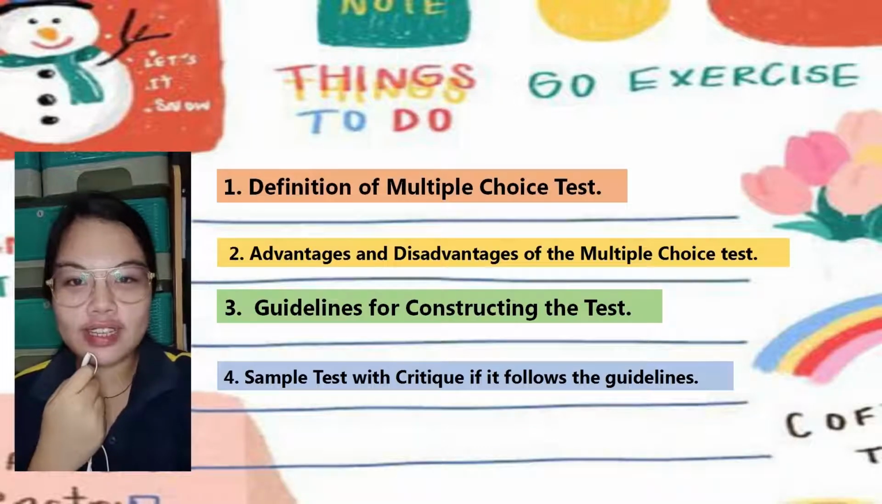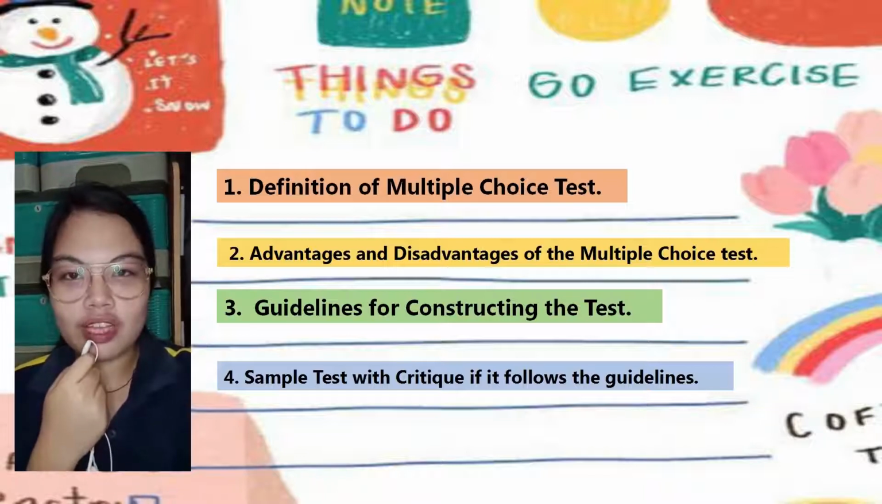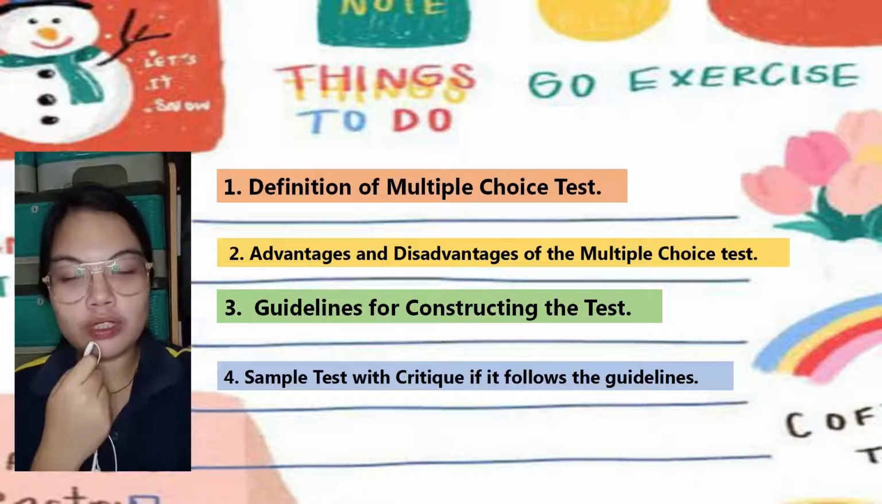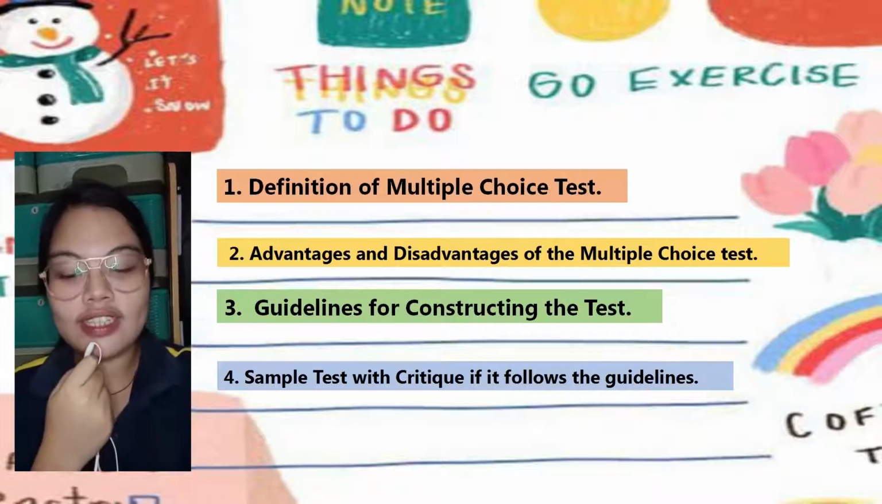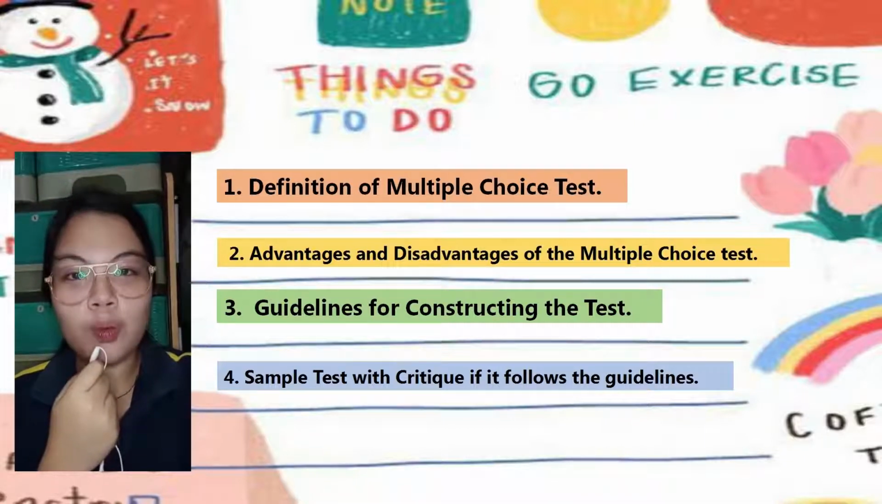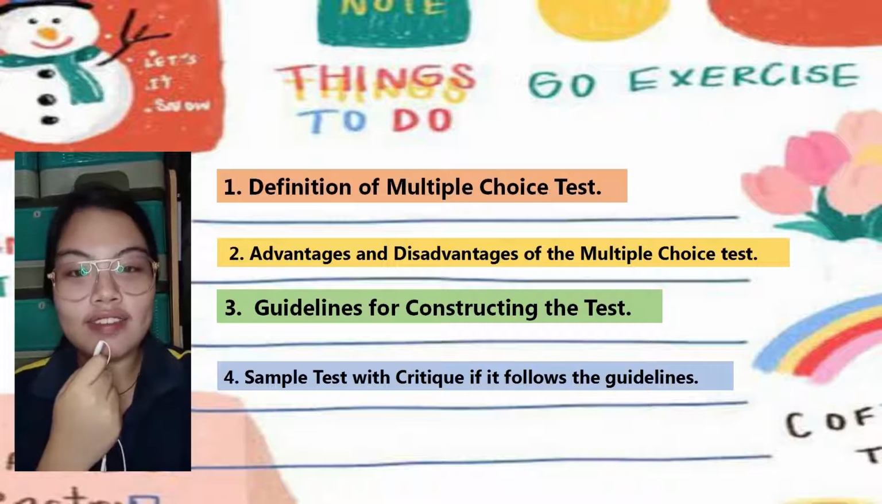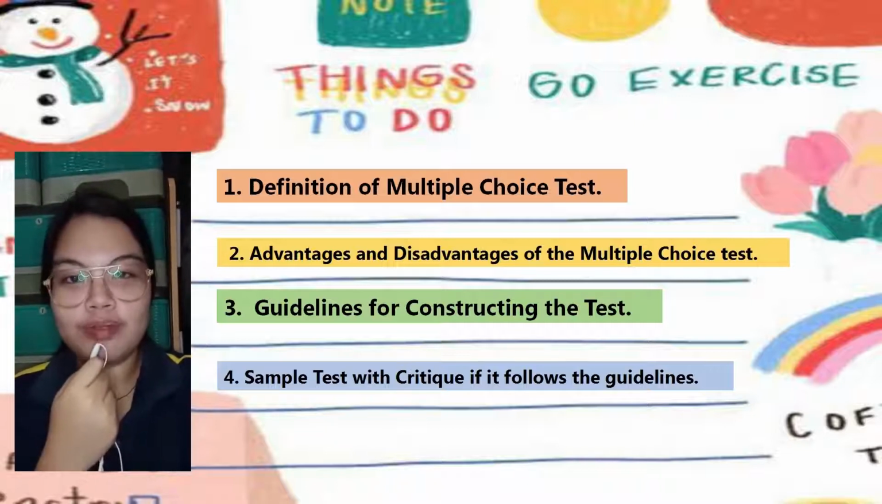So here is the sequence of our report for today. First, we will be talking about the definition of a multiple choice test. Second is to discuss its advantages and disadvantages. And the third is to discuss its guidelines for constructing one. And lastly, give a sample test with critique if it is acceptable or not.